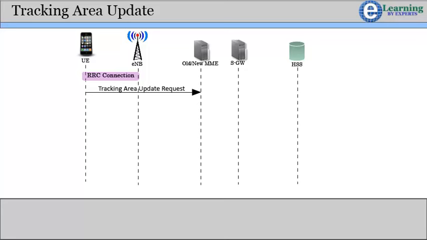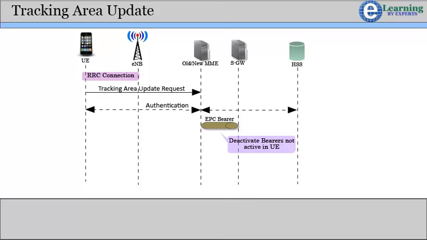The MME checks the integrity of the message, and may choose to authenticate the UE as well in order to avoid spoofing attacks. The MME then confirms that its list of EPC bearers matches the UE's. If there is a discrepancy, the MME will tear down any EPC bearers that are not active in the UE. The location update is acknowledged with a NAS tracking area update response message.